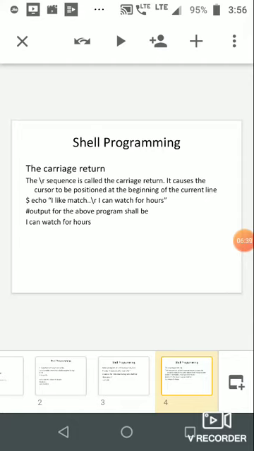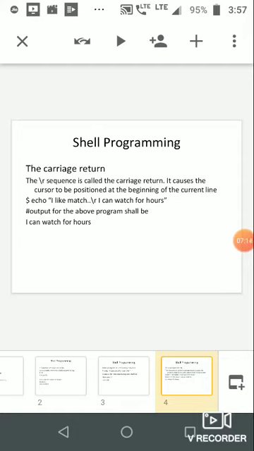That means, having done so, whatever work had been done prior to the carriage return, that is the slash r sequence, was undergone, and the rest of the portion is overwritten, meaning the previous portion is overwritten by the next portion.